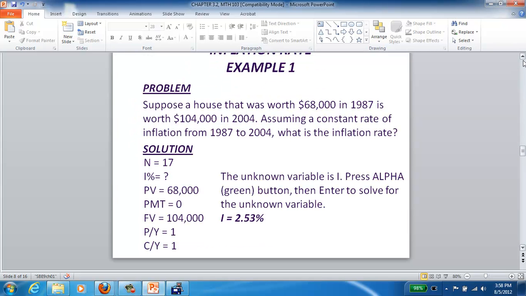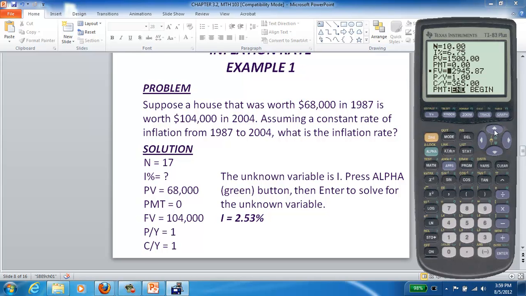Inflation rate, let's go to see this problem. In this case, the value of the house is 68,000 in 1987 and 104,000 in 2004. Assuming a constant rate of inflation, what is the inflation rate? So for this problem, we have to go first of all to calculate N, because N is 17. Why 17? From 2004 we have to subtract 1987.